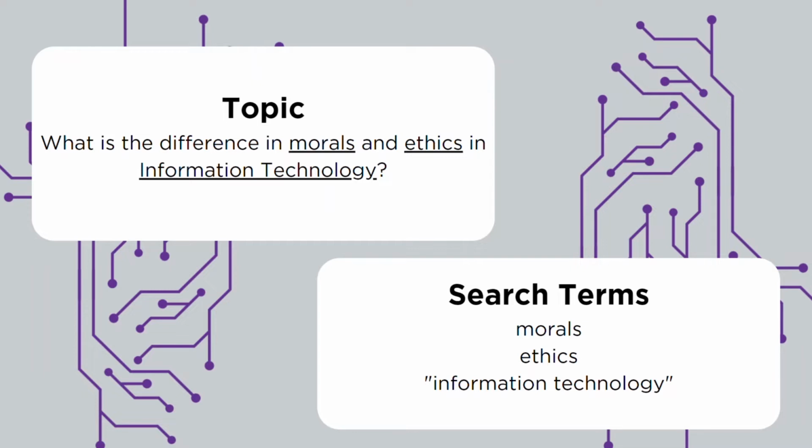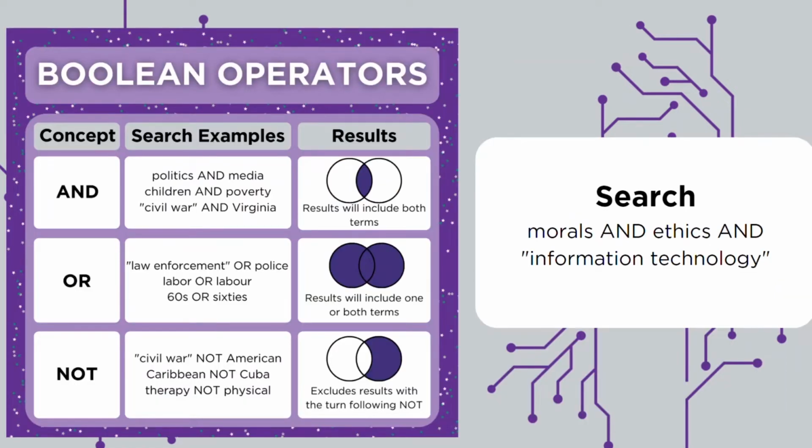The next tip to help you search these terms are Boolean operators. Your operators are and, or, and not. And will retrieve results that contain those search terms, or will retrieve results that have one or the other search terms. Not will retrieve results that do not contain that search term. Also, any multi-word terms need to be enclosed by quotes, as you can see with information technology.